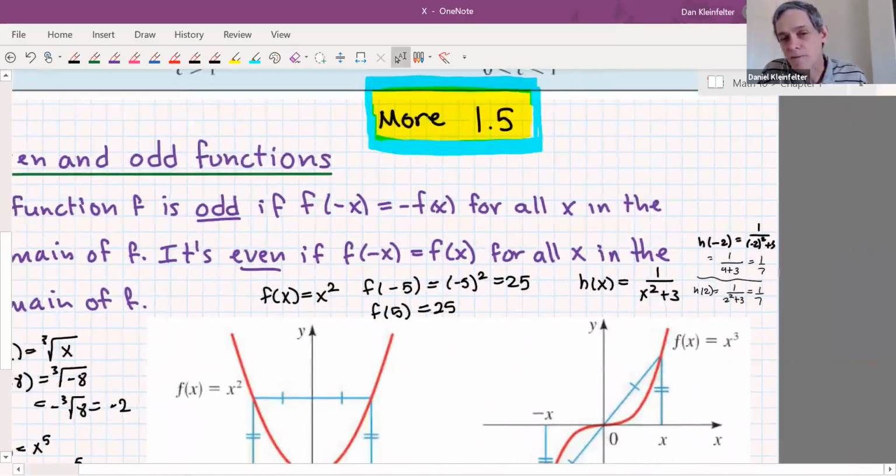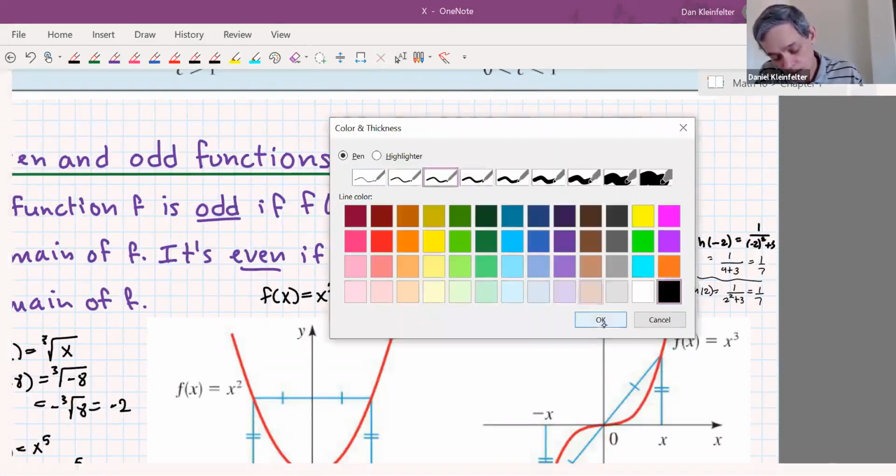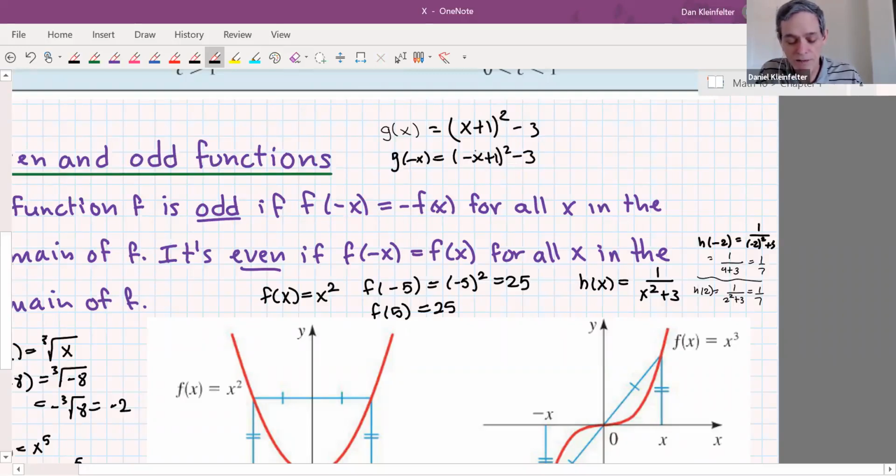Some functions are odd, some functions are even. A lot of functions are neither, right? So the function g of x, let's go a little thicker. The function g of x equal to x plus 1 squared minus 3. This function will be neither even nor odd, okay? So to see that, g of minus x will be minus x plus 1 squared minus 3, and that's not the same as our original g of x. It's also not the same as minus g of x.